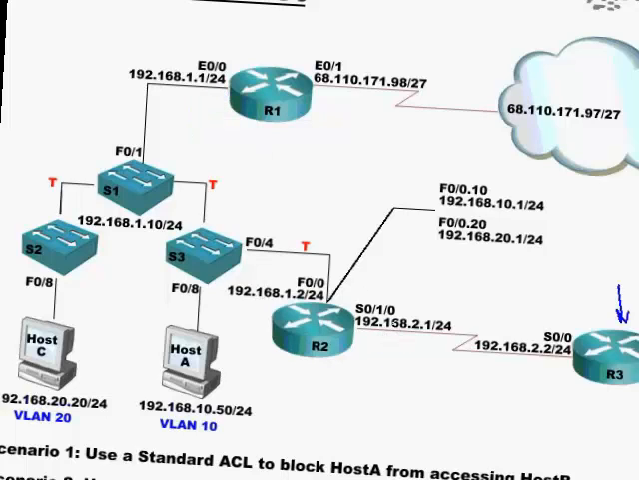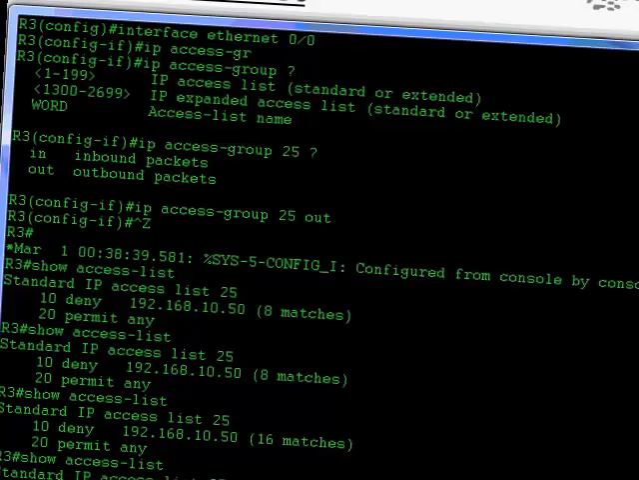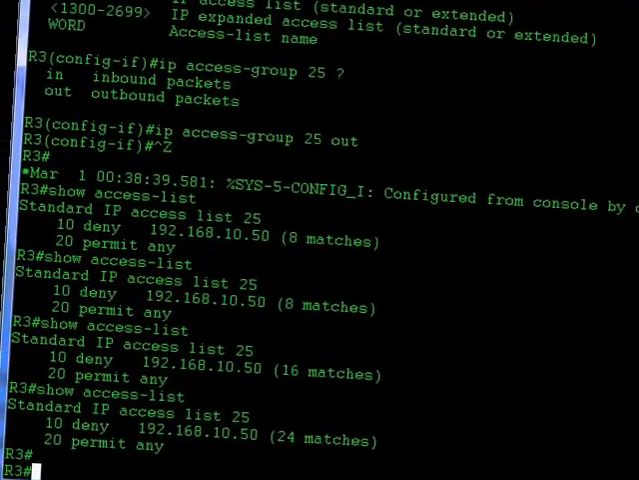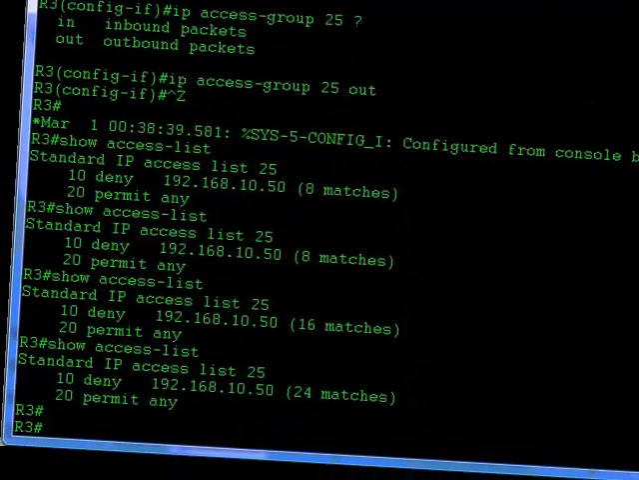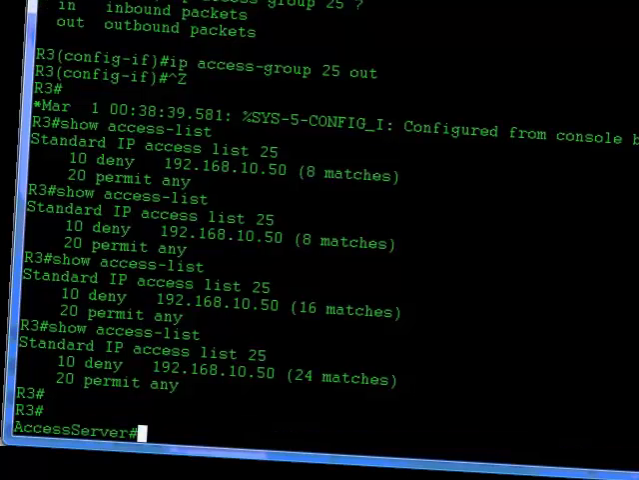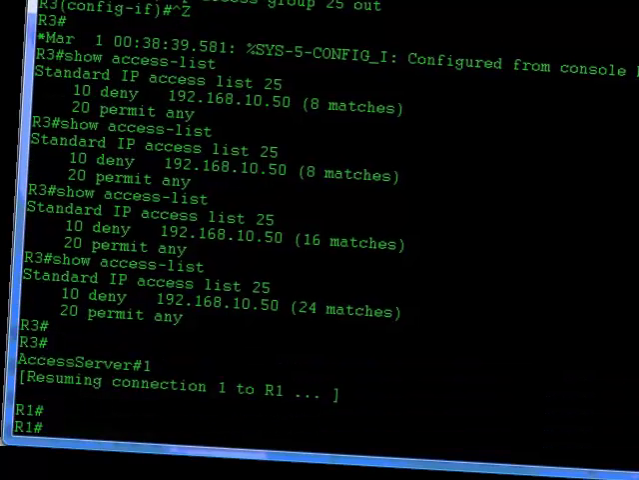So ask yourself, how can we do that? Well, standard access list allows you to block only VTY ports. It's interesting to see that Jeremy uses an access server in his lab to connect all his devices. So he's on router 3, and then he moves to router 1.